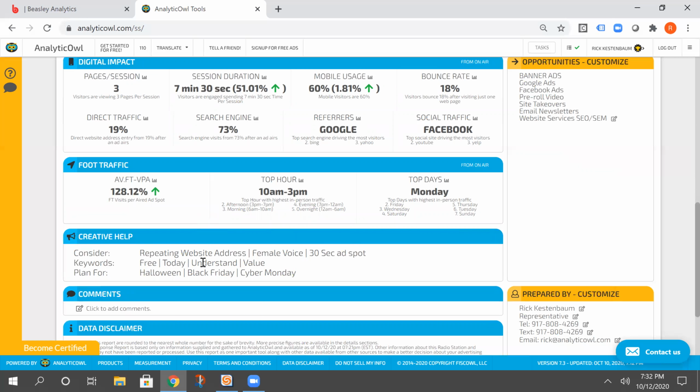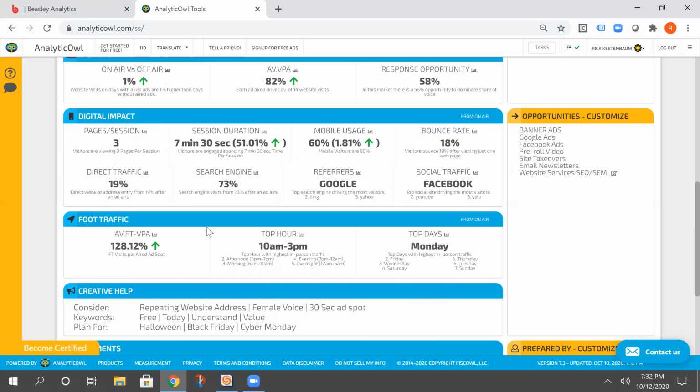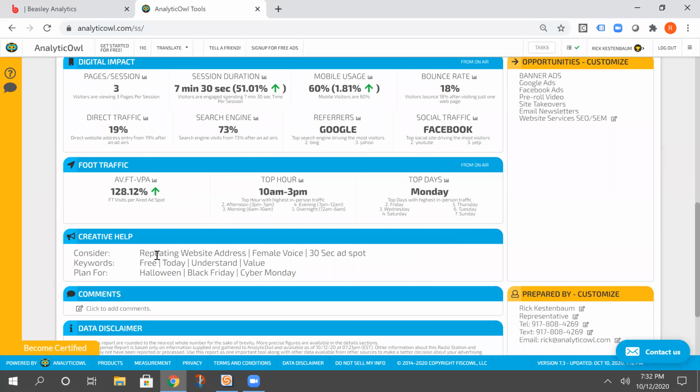And then we go on from there, now that we've got them really seeing the potential here and excited about it, with just some talking points. Creative help, you could consider repeat website address, female voice, 30-second spot, keywords like free, today, understand, value, and make sure we plan for the upcoming promotions: Halloween, Black Friday, Cyber Monday, etc.